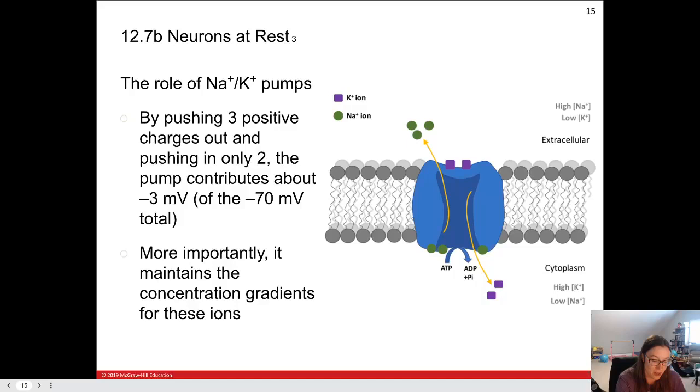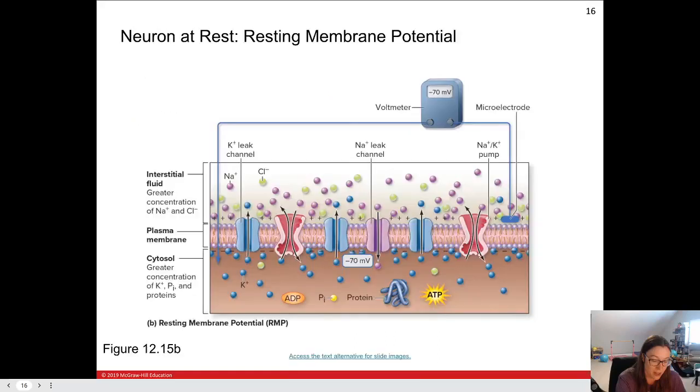And so, as we said before, the role of the sodium potassium pump is really important. It pushes 3 positive charges out. So 3 sodiums are going to go out. It only pulls 2 positive charges in. 2 potassium are coming in, and that's going to contribute a little bit to the negativity of the inside of the cell. But most importantly, it maintains the concentration gradients for those ions. And so here is another representation. We have sodium and chloride outside, and we have potassium inside. And then if we were near the synaptic knob, we would also have calcium outside.